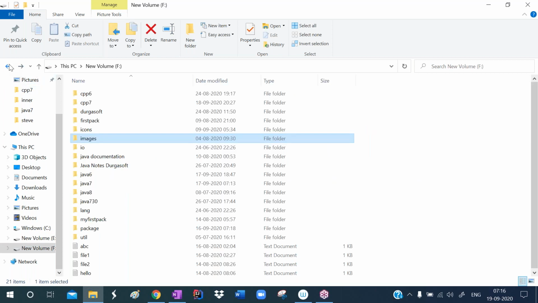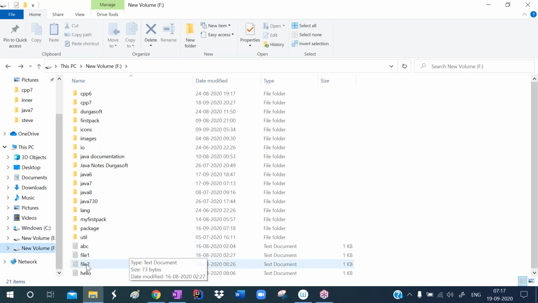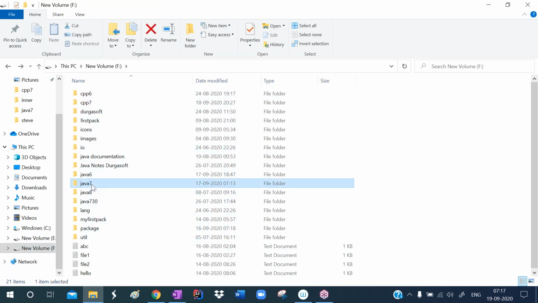Okay, so in the F drive, so C, E, F, what are these? These are the drives in the hard disk. Who is displaying these drives information? Operating system. Who is maintaining this drives information? Operating system. Who is maintaining this folders information? Operating system. If operating system is not there, you cannot create folders like this.